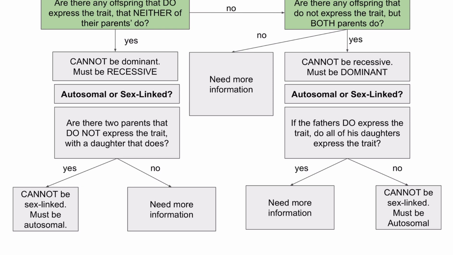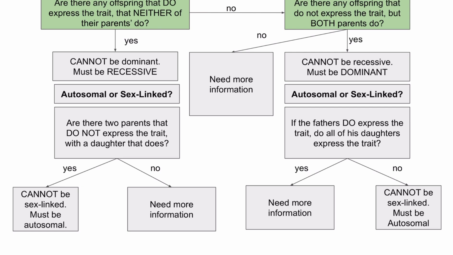Now, once you find out if it's dominant or recessive, we're going to look and see if it's autosomal or sex-linked. And that's going to make a difference depending on if it's recessive or not. So looking at my recessive side, if I see that there are two parents that do not express the trait, and they have a daughter that does, then that means that it cannot be sex-linked recessive. It has to be autosomal. And that's because a sex-linked recessive trait would have to come from the mom and the dad.